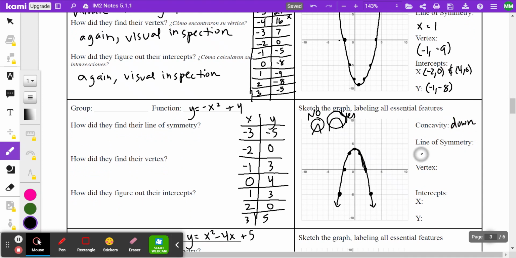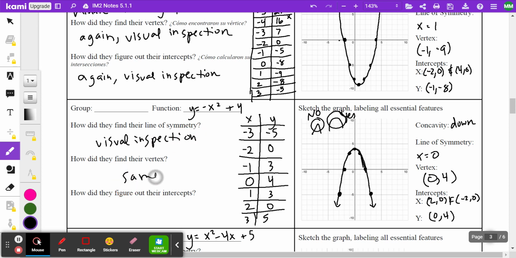Anyway, this is concave down. The line of symmetry is at x equals 0. The vertex is at 0, 4. The x-intercepts are 2, 0, and negative 2, 0. And the y-intercept is at 0, 4. And for all of these, I did visual inspection.